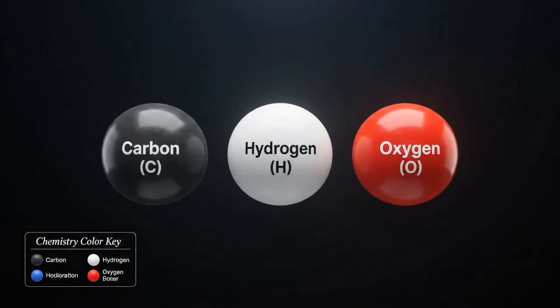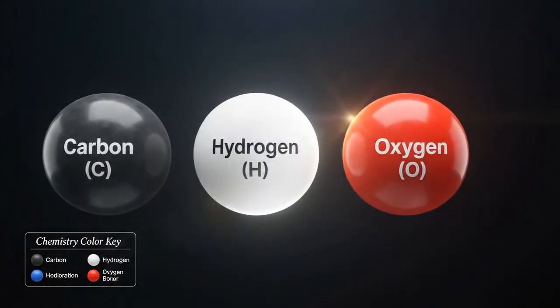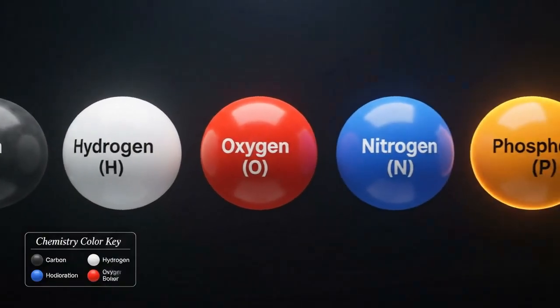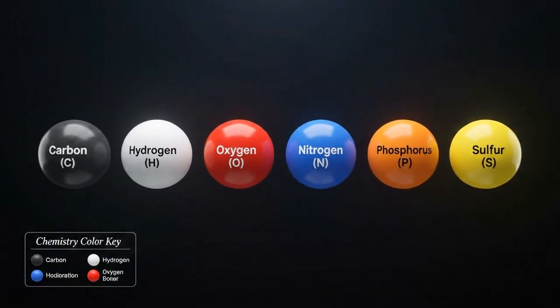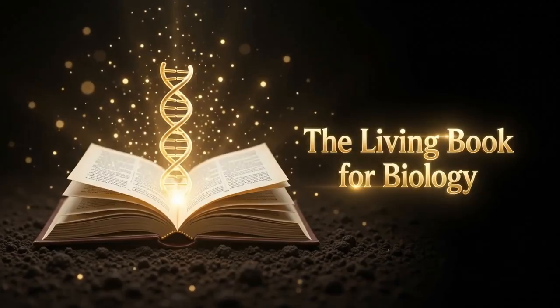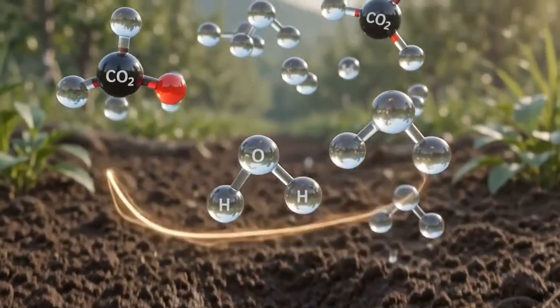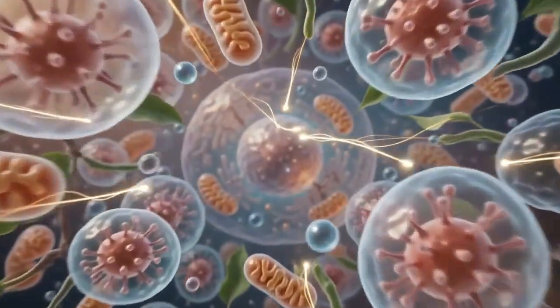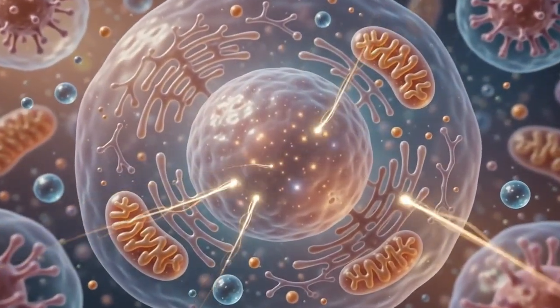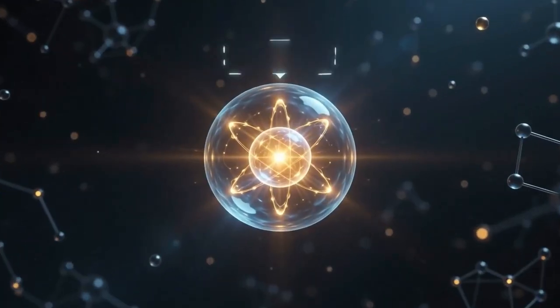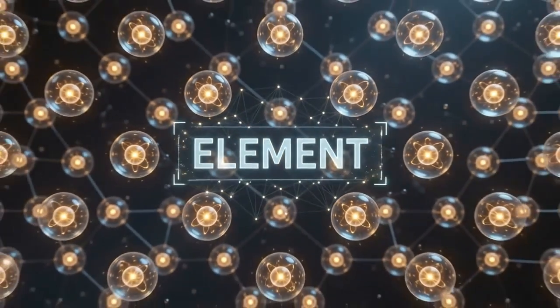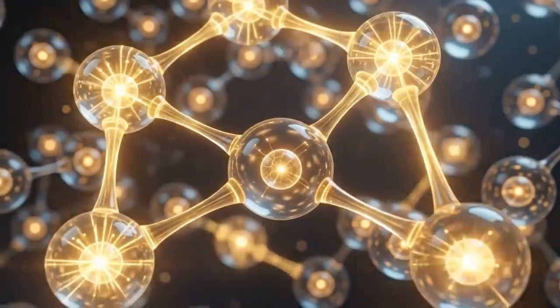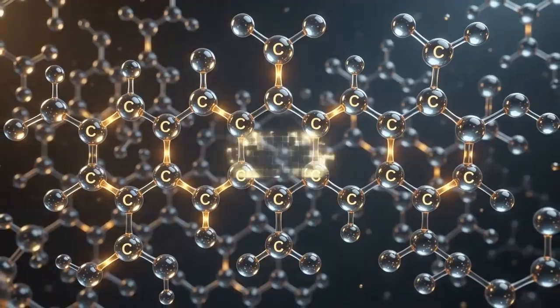Carbon, hydrogen, and oxygen are the most prevalent elements used to build biological molecules. Nitrogen, phosphorus, and sulfur make additional essential contributions. The identity of an element is determined by its type of atom, while molecules contain atoms joined by chemical bonds.